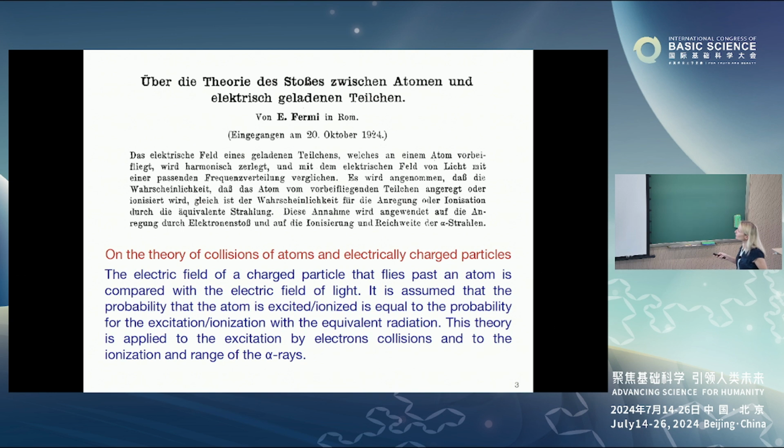I would like to start by showing you the paper written by Fermi in 1924. Some of this was written in German at the time, so this is a translation to English. He was really concerned with the electric field associated with electrons, and the fact that the probability that atoms are excited by these electric fields can be equated to the probability of excitation you would have with an equivalent photon radiation. But as I say, this was only in the context of elementary particles.